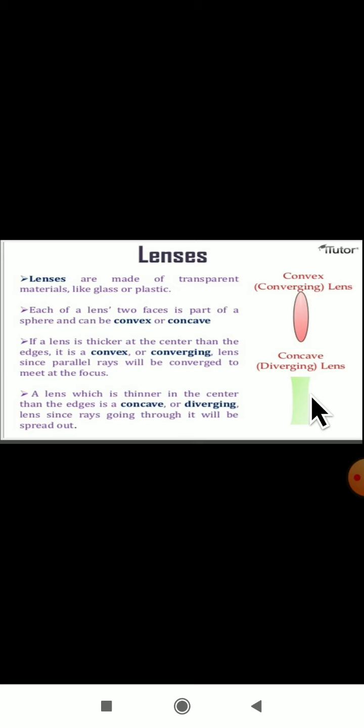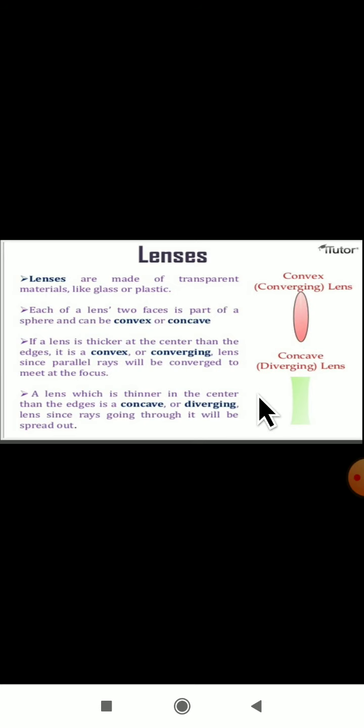If a lens is thicker at the center than at the edges, it is a convex or converging lens. See what they are telling? Each lens has two faces, each a part of a sphere. So if a lens is thicker at the center, how is it at the edges? The edges are not thick, but the center part is thick. For that we call it a convex or converging lens, since parallel rays will be converged to meet at the focus.